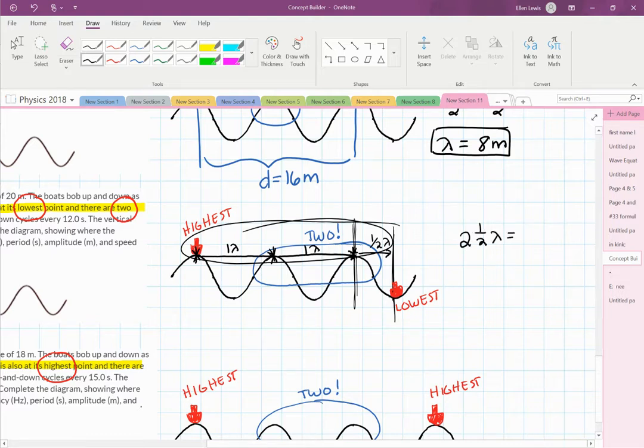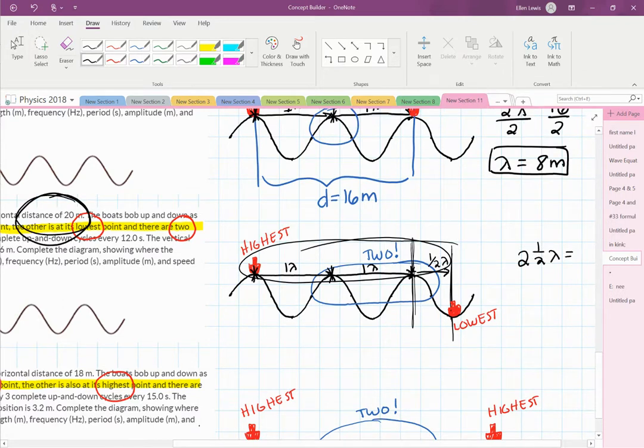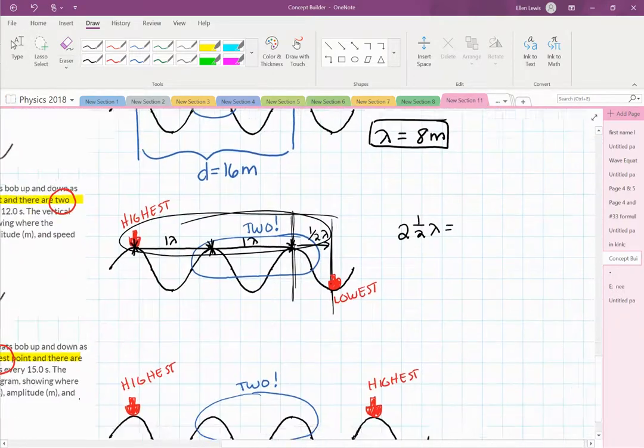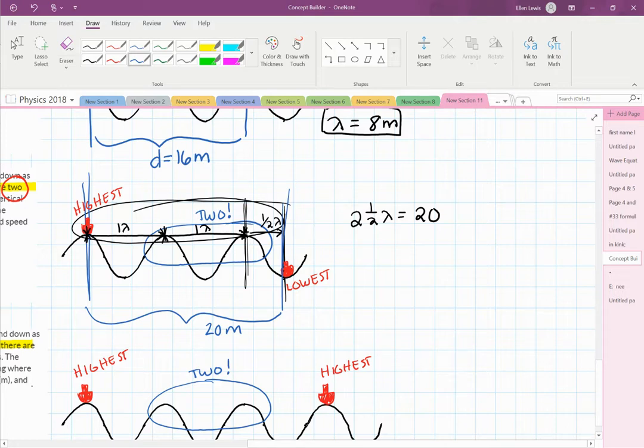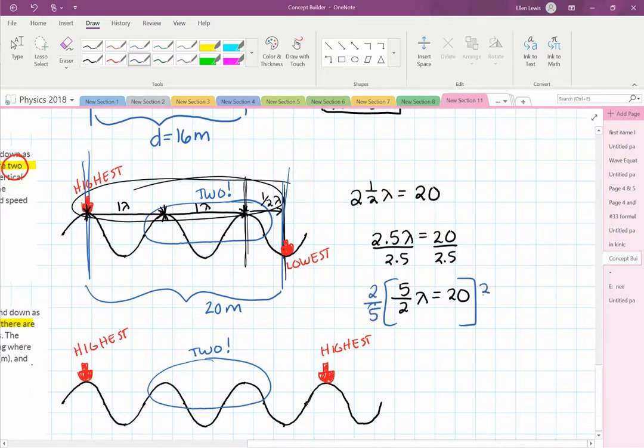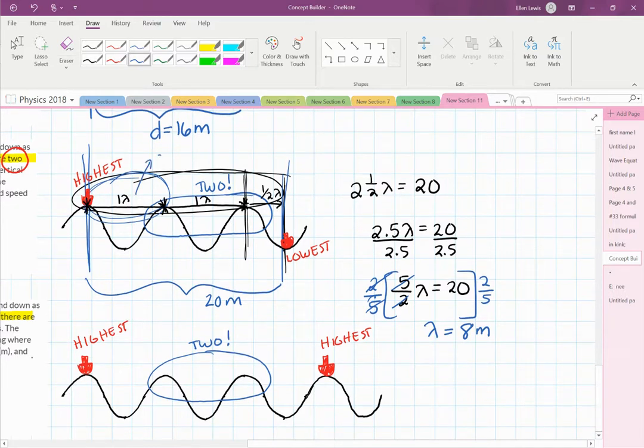2.5 lambda fitting into, this question says the distance between the boats is 20 meters. So 2.5 lambda fits into 20 meters. Right, from here to here is 20. You can write 2.5 lambda is equal to 20 and divide both sides by 2.5. I like to put it in fraction form. 2.5 waves would be 5/2 lambda, fits into 20 meters. Then I can use my reciprocal trick. 2/5, 2/5, everything cancels here, and I get wavelength. 20 times 2 is 40, 40 divided by 5, 8 meters. So again, a wavelength, 1 lambda, would be 8 meters.